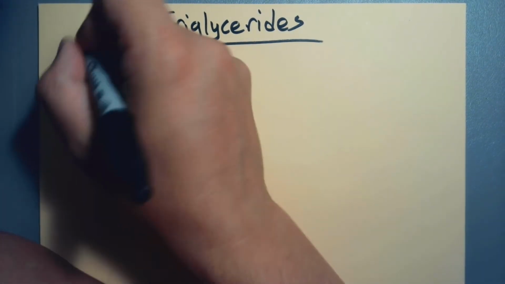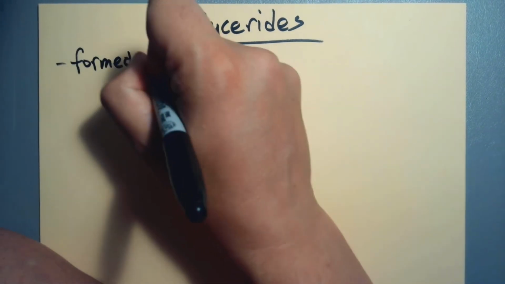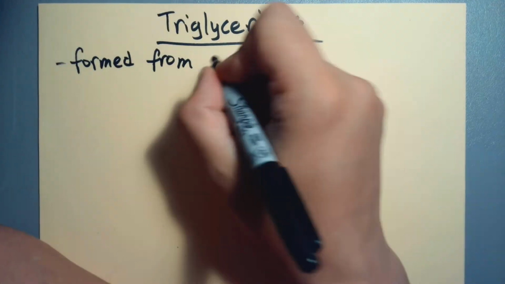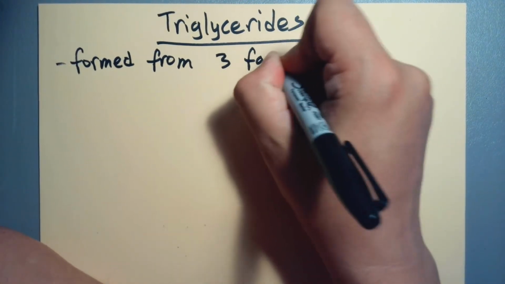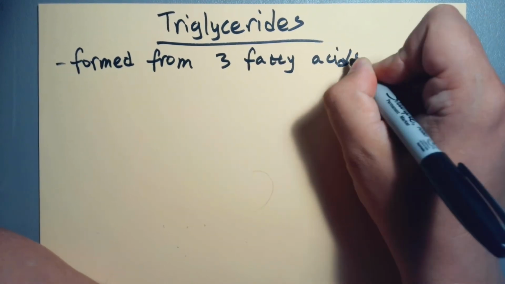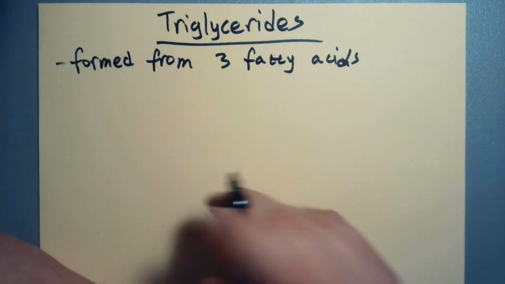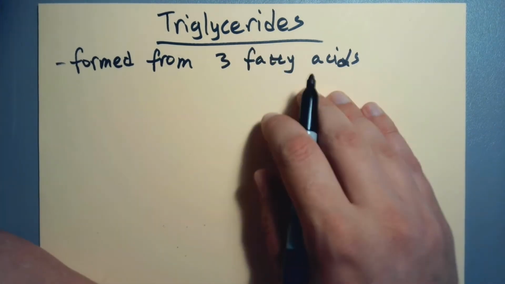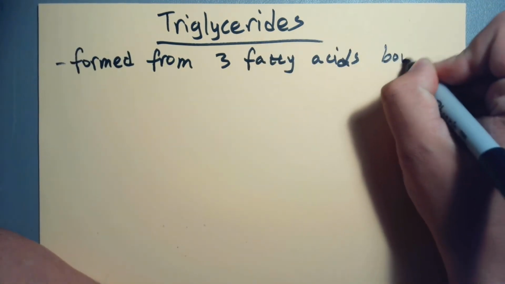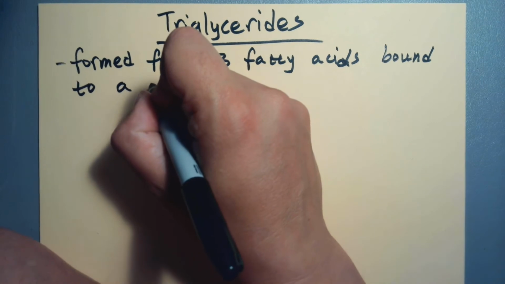Alright, so what are triglycerides? Well, they are formed from 3 fatty acids. Fatty acids do have that carboxyl group. They are a little bit reactive. We don't necessarily want that floating around, so we're going to take 3 of them and package them into a triglyceride, and they are going to be bound to a glycerol backbone.